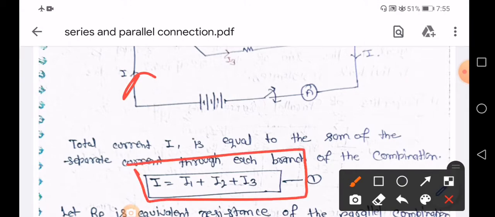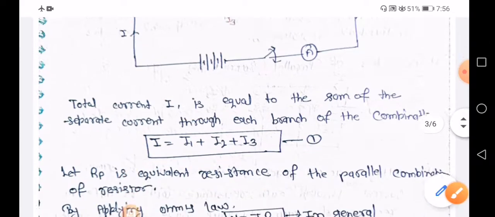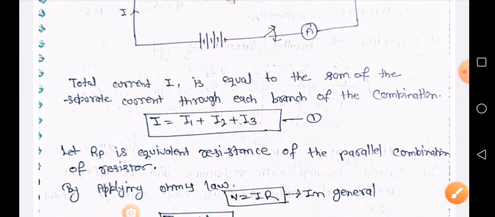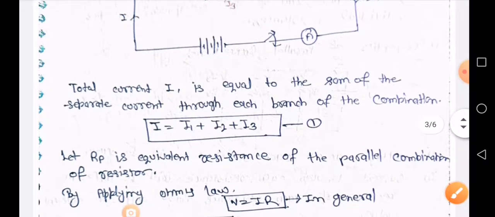Then what is the formula for this? The total current is equal to the current through R1, which is I1, plus the current through R2, which is I2, plus the current through R3, which is I3. If you add I1, I2 and I3, you get the total current I. Now I am discussing parallel resistance. The equivalent resistance is Rp, where R is the equivalent resistance and P represents the parallel connection.